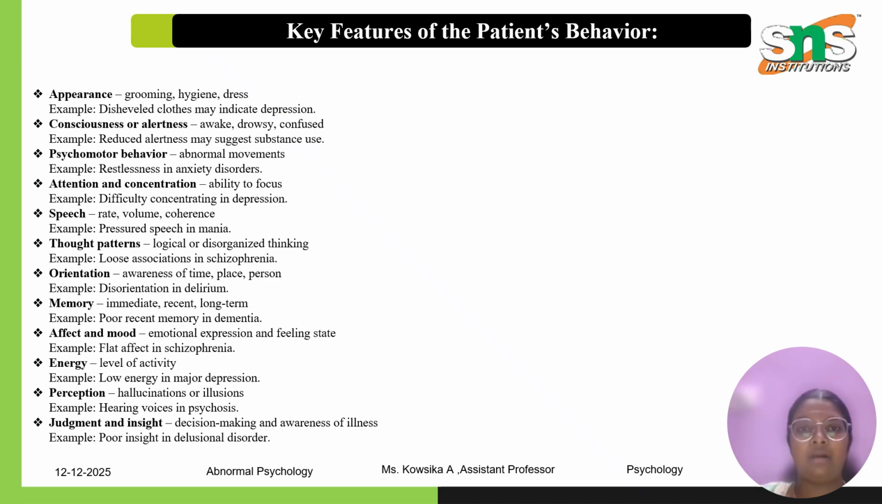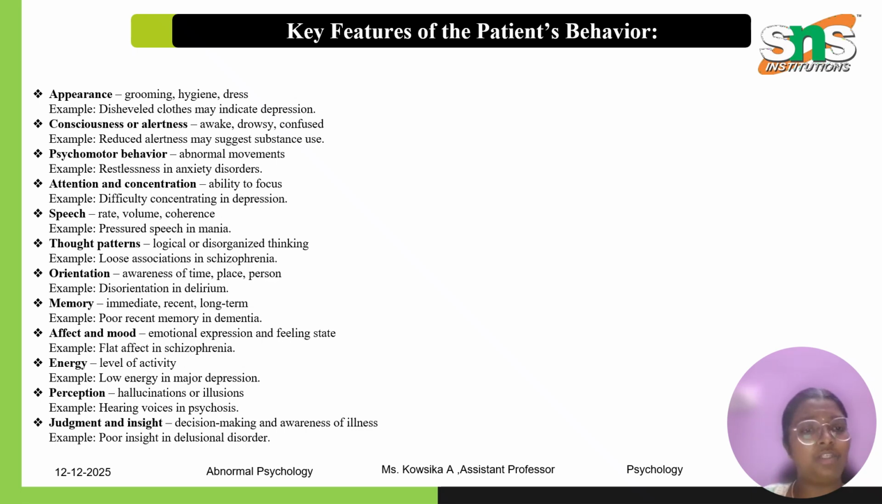What are the key features of the patient's behavior? Appearance: if a clinical psychologist is observing a patient, first they will see the appearance, how well groomed they are, how well they are dressed, and their hygiene. Next is consciousness or alertness, whether they are awake or drowsy, sleepy or confused. Then psychomotor behavior, like abnormal movements, difficulty in concentrating or depression. Speech: rate, volume, coherence, pitch, tone, all of this will be noted.